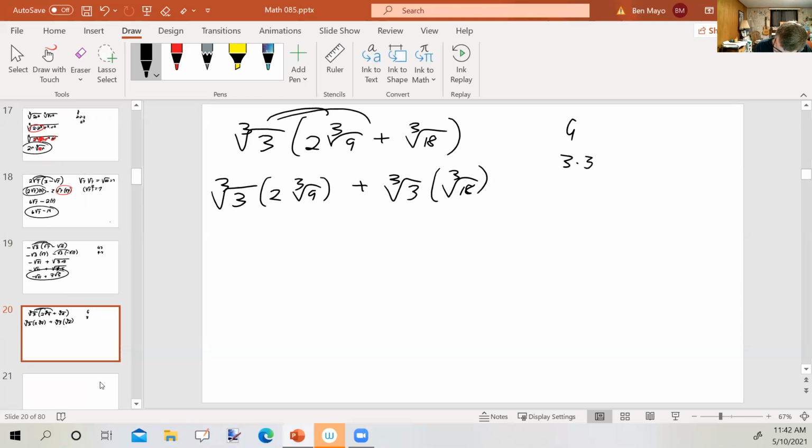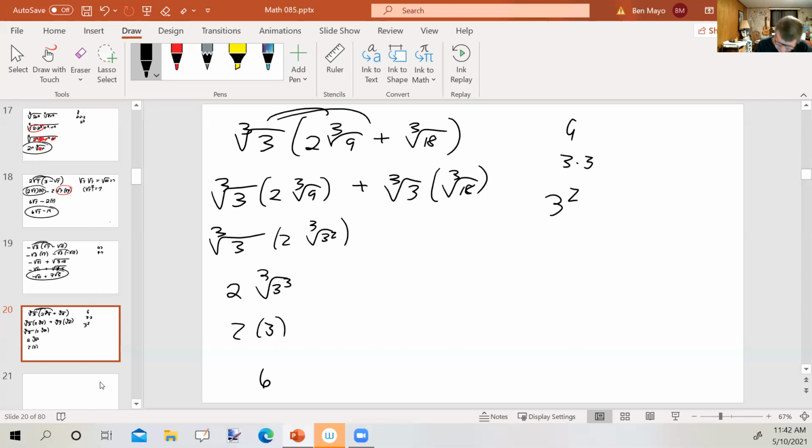9 is 3 times 3, or 3 squared. So this becomes the cube root of 3 times 2 cube roots of 3 squared, or 2 cube roots of 3 cubed, or 2 times 3, or 6. Okay.